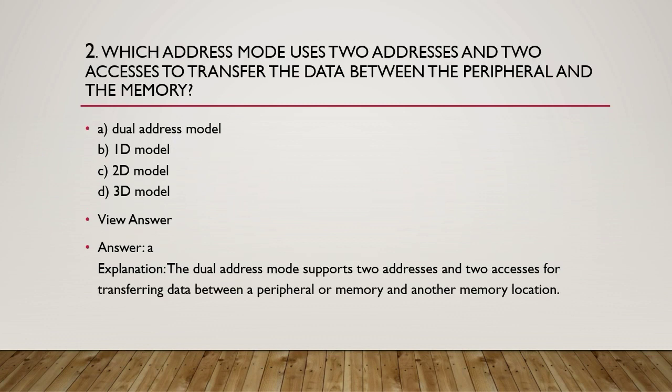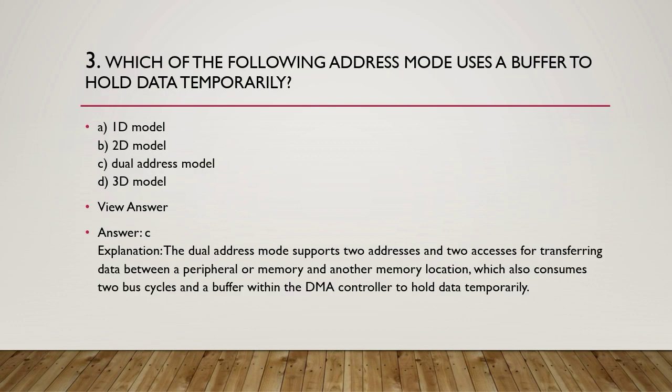Which address mode uses two addresses and two accesses to transfer the data between the peripheral and the memory? A dual address mode, B 1D model, C 2D model, D 3D model. Don't confuse, it's absolutely the dual address mode. This mode supports two addresses and two accesses for transferring data between a peripheral or memory and another memory location.